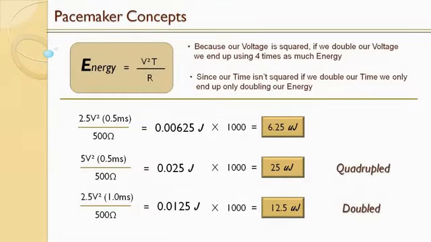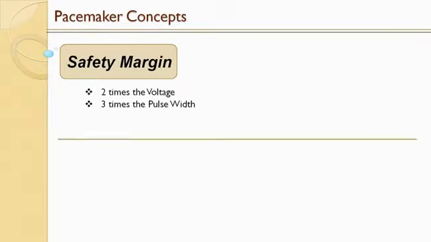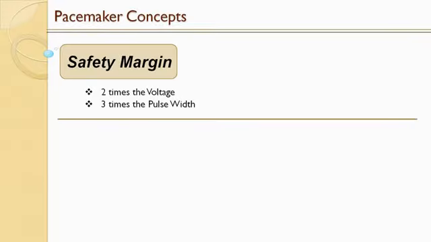So when programming a device, is it better to use a higher voltage or a longer pulse width? Well, it really depends upon our threshold and personal preference for the physician. If we go back to our safety margin, the industry standard is typically 2 times the voltage safety margin or 3 times the pulse width safety margin.